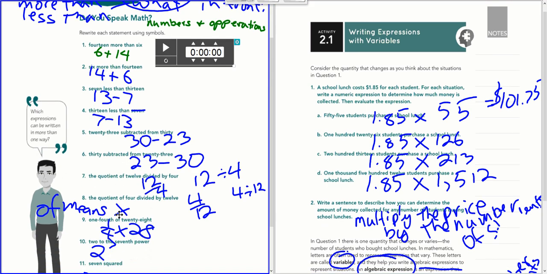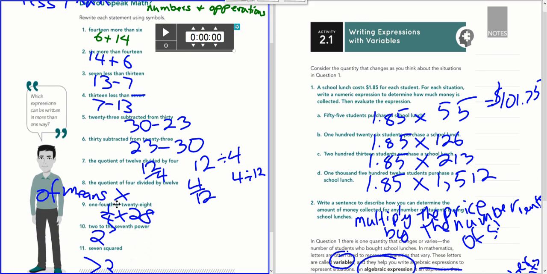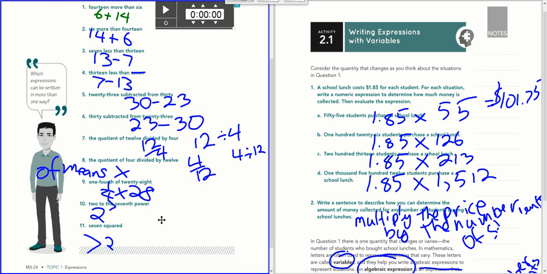The other thing of note is that "of," in this case, means to multiply. So 1/4 of 28, 1/4 times 28 is what I want.